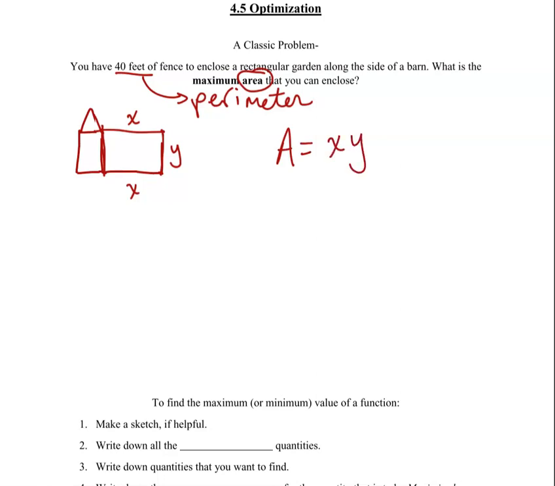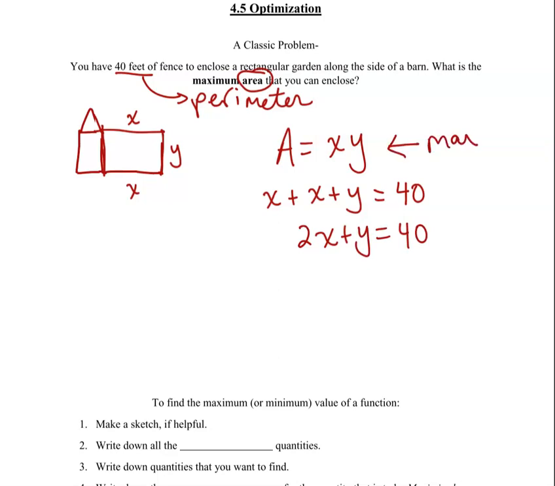And then the perimeter, well, think about what that would be. That would be x plus y. Remember what perimeter is. You add the sides together. There's only 3 sides, so I don't have to do anything with the side where the barn is. And that is constrained by the 40 feet. That's all I have. So I've got 2x, if I combine like terms, plus y equals 40 feet. My job here is to maximize this equation. The area equation is what I want to maximize.